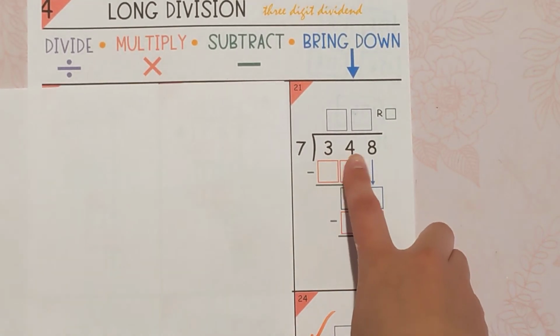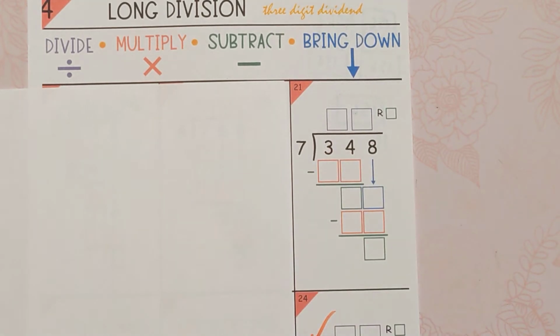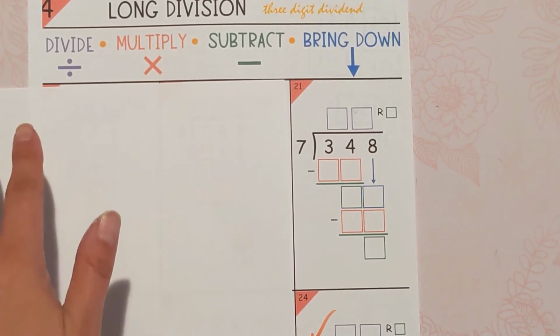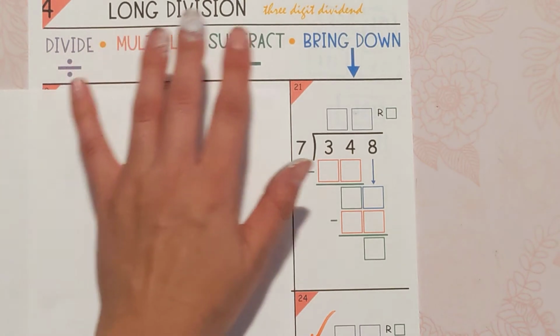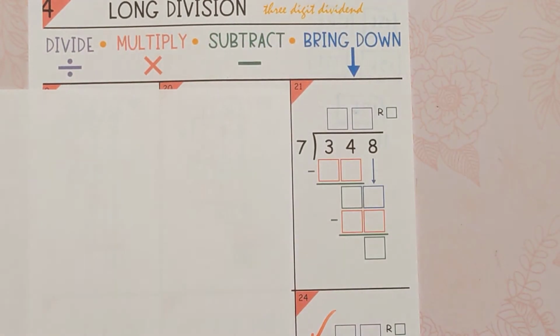We're going to do 348 divided by 7. We're using the standard algorithm: divide, multiply, subtract, bring down. And let's go ahead and get started.